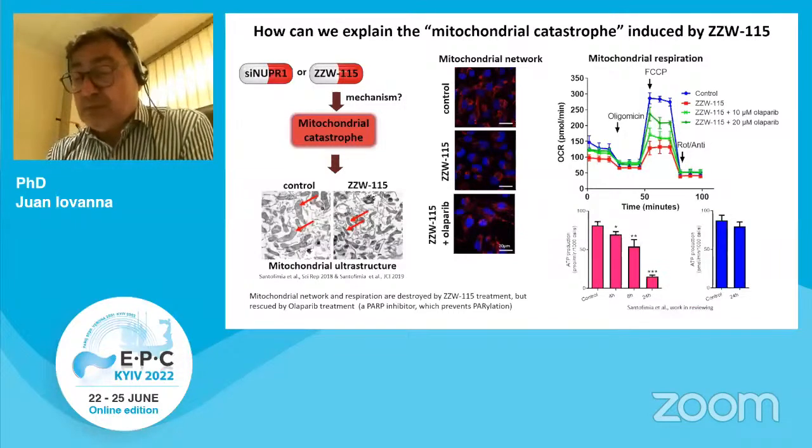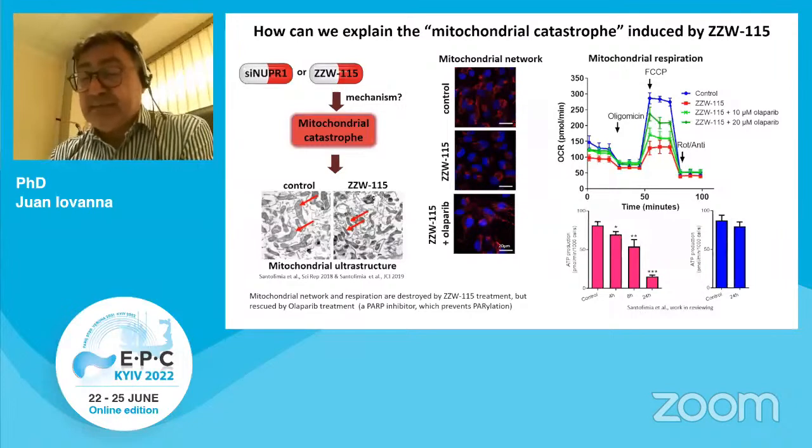Oxidative mitochondrial respiration was assessed by the Seahorse, as presented at the top and right of the slide. ZZW115 strongly inhibits respiration, which is reversible in a dose-dependent manner by olaparib, which is represented in green. Finally, the production of ATP is significantly reduced by the treatment with ZZW115, but it remains normal if the cells are simultaneously treated with olaparib.